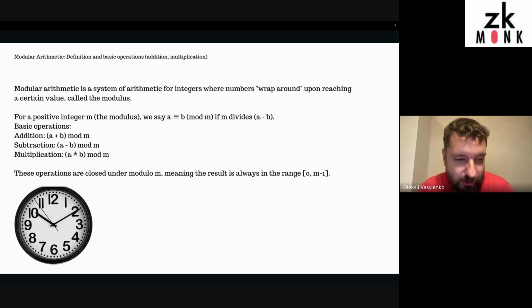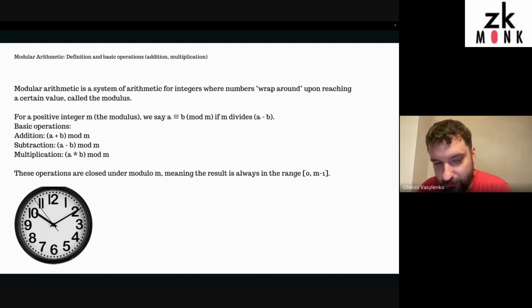The same works backwards. For instance, right now it's 2 p.m. and I subtract 4 hours. It will be 10 a.m. It will not be -2. So -2 in this system is 10. This concept is very important to understand, because everything later will be based on the concept of the modulus.